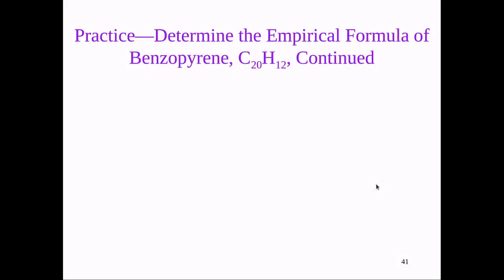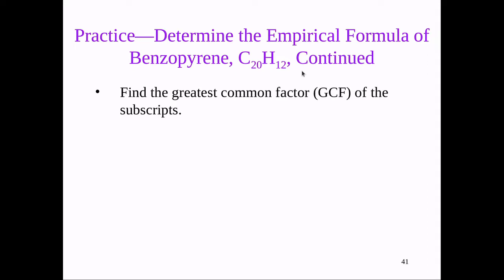So let's try a little practice problem and see if we can get the empirical formula of benzopyrene, which is C20H12, from its molecular formula here. The first thing we need to do is find the greatest common factor, GCF, of the 2 subscripts. This is something you likely learned before, but you might have forgotten a little bit. So let's think about how we go about doing this.